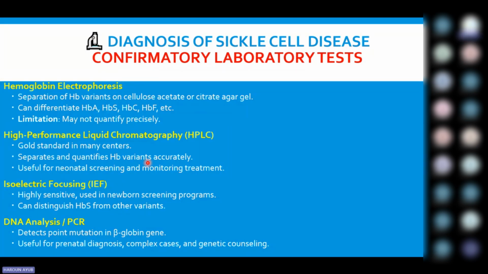We also have isoelectric focusing, which is highly sensitive, used in newborn screening, and can distinguish HbS. This one is majorly used in Europe for diagnosis. And then we have DNA analysis or PCR, which detects the point mutation in the beta globin gene, useful in prenatal diagnosis, complex cases, or genetic counseling.